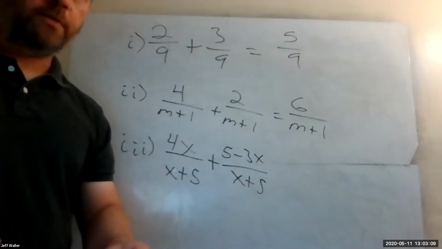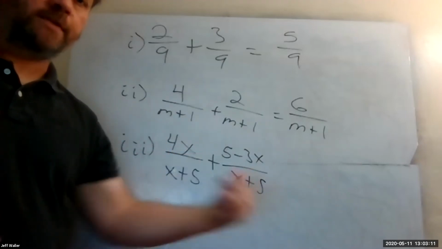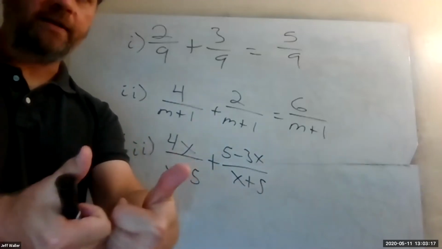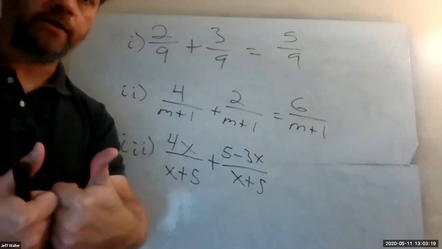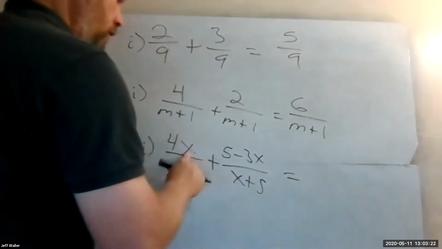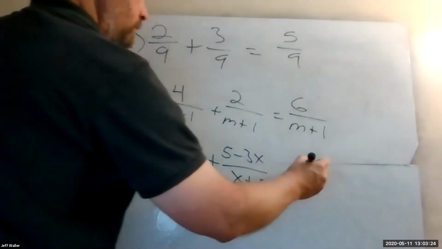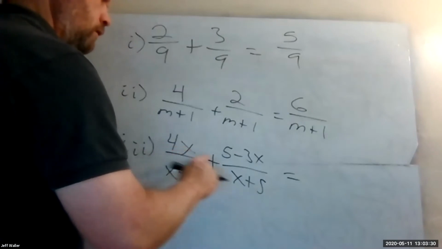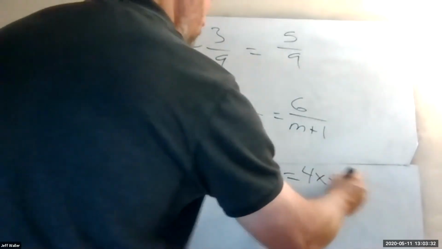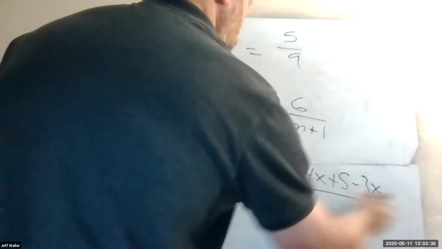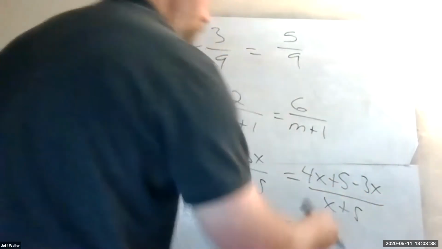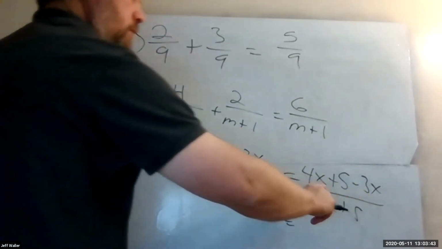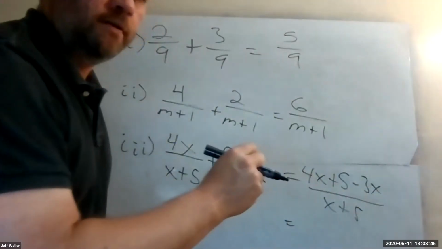So let me check in with everybody. Am I allowed to add the tops together? Yes, because the bottoms are the same. They have like denominators. So what is 4x plus 5 minus 3x? 6x? No, you only put your like terms together, so 4x. Let me write it all down. The only like terms up here are 4x and 3x. 4x minus 3x is?